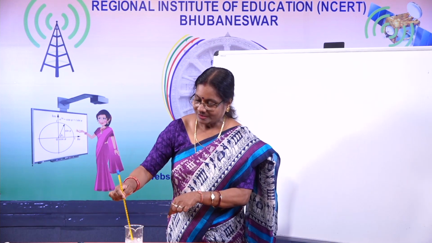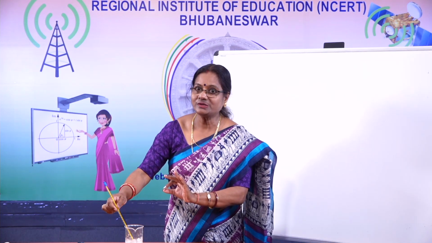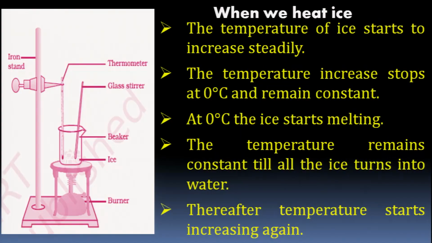Children, ice has come to 0 degree centigrade and it has started melting. You can see from the figure as shown on your screen, we have this sort of arrangement to take some readings and explanations. Children, let me explain all these things on the board.